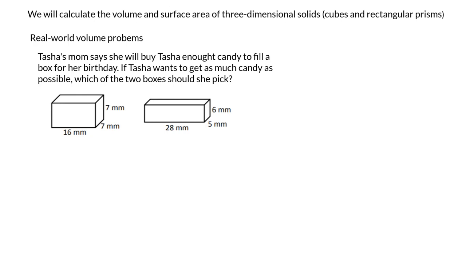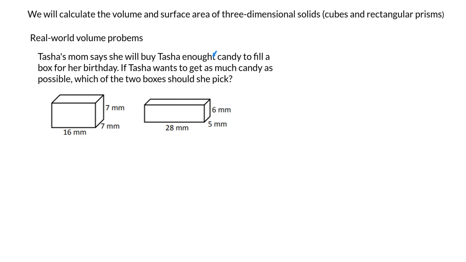I'm going to start by reading this problem. Tasha's mom says she will buy Tasha enough candy. Oh, and I see a typo right there. I'm just going to fix it with my marker. Enough, don't need that T there, candy to fill a box for her birthday. If Tasha wants to get as much candy as possible, which of the two boxes should she pick?